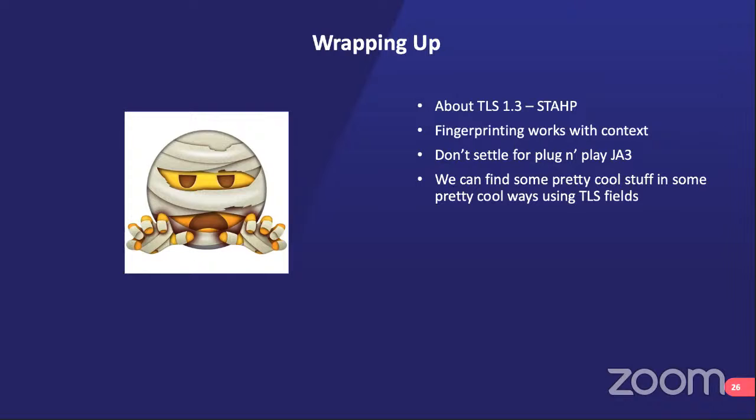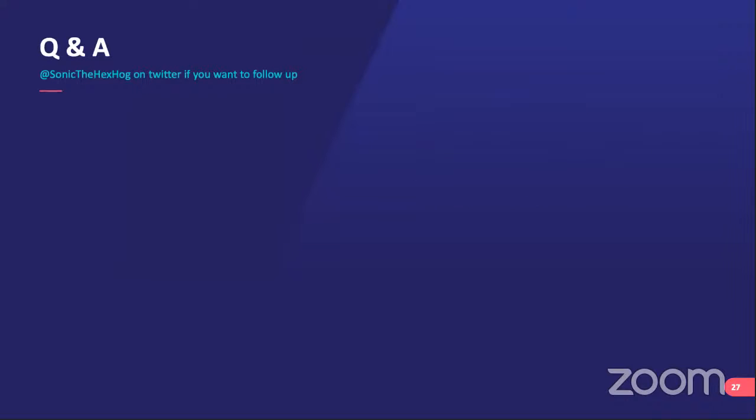Stop saying that ESNI is a huge problem right now. It is not. It's important to take away that fingerprinting works with context. Certainly, I imagine you can get some use out of just using JA3, but in my experience, fingerprinting without context doesn't add as much value, which brings me to: don't settle for plug and play JA3, or plug and play any sort of fingerprinting method. And also take away, we can find some pretty cool stuff in some pretty cool ways just using the plain text traffic that's available in the TLS client hello and server hello.